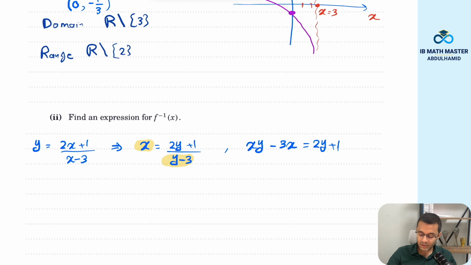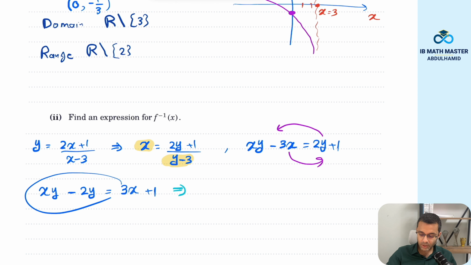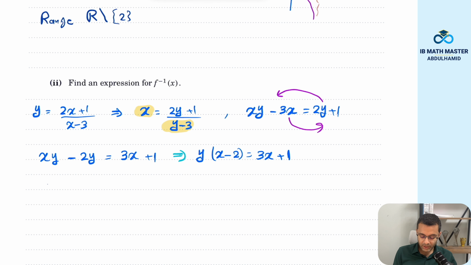Now, every term that has y, move it left. Every term that doesn't have y, move it to the right. So we will have xy minus 2y equals, it becomes positive 3x plus 1. Since we need to make y the subject, I will factorize y. If you factorize y from this, you open a bracket now, you will have y times (x minus 2) equals 3x plus 1. So now I will divide by x minus 2. So y equals (3x plus 1) divided by (x minus 2).